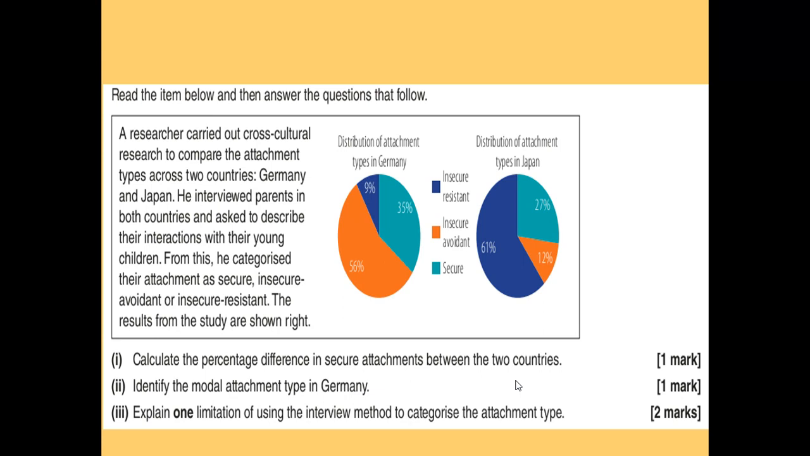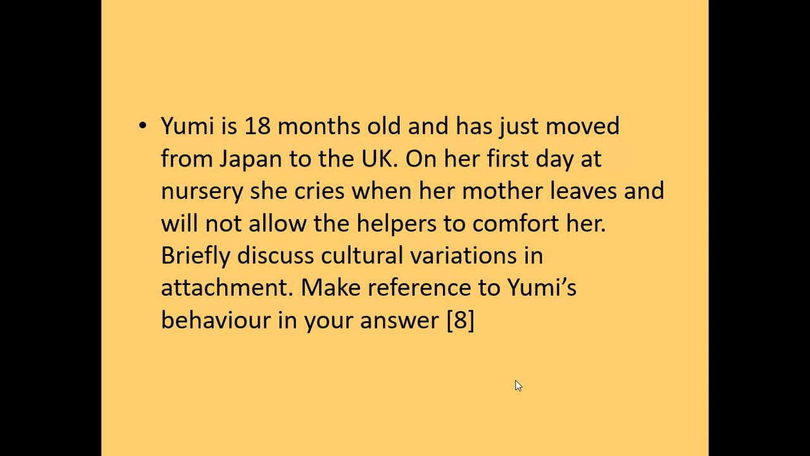The other more common type of question on cross-cultural variations, if you haven't got a 16-mark, an 8 or a 16-mark essay question, you haven't got a question that just asks you about meta-analysis, you haven't got a question that asks you about data like this, you might get an AO2 kind of STEM question. So Yumi's 18 months old. She's just moved from Japan to the UK on a first day at nursery.